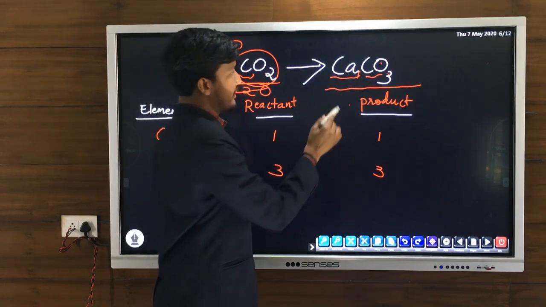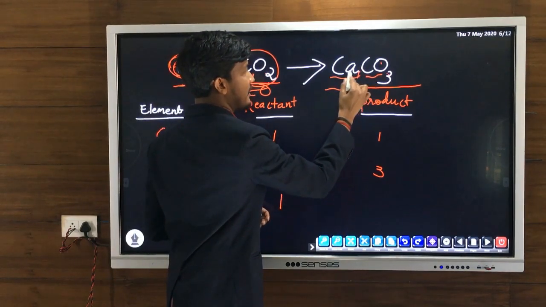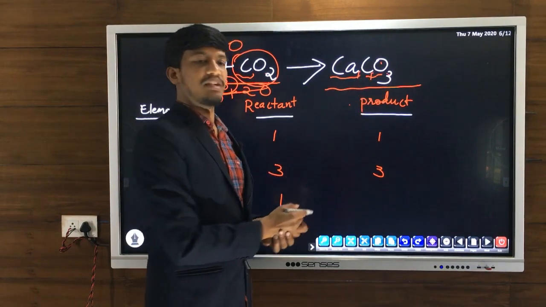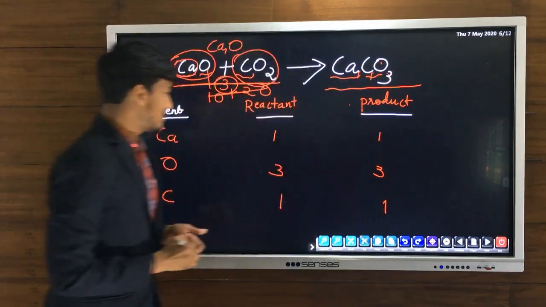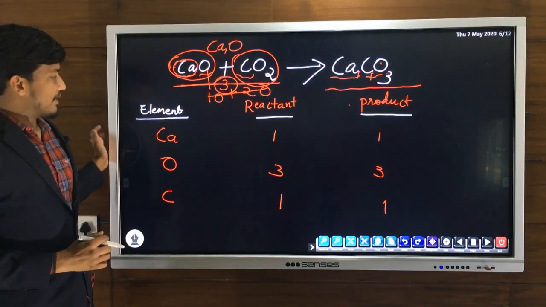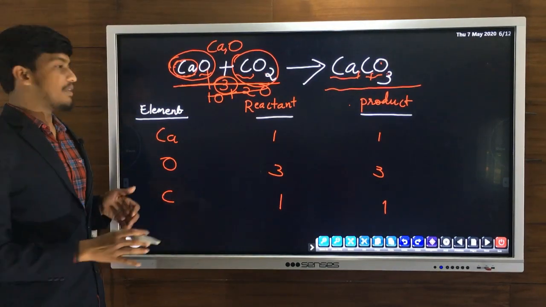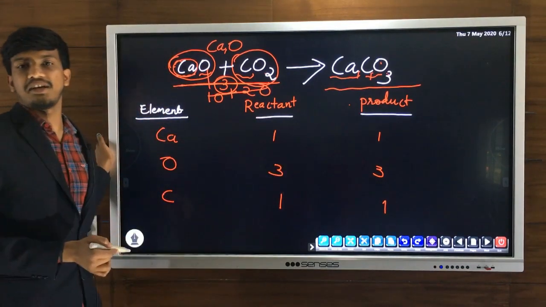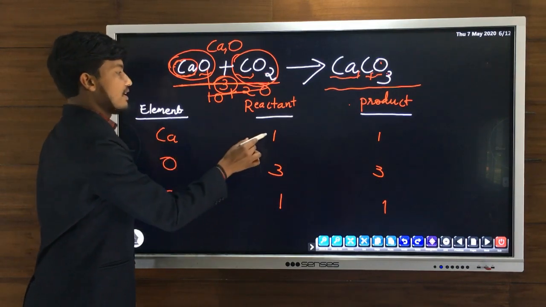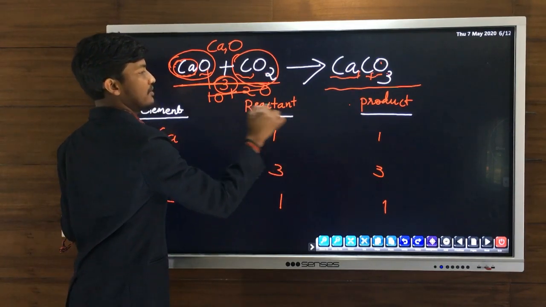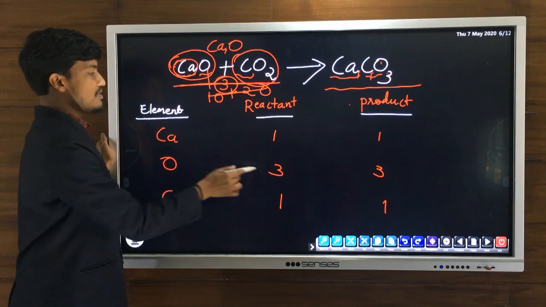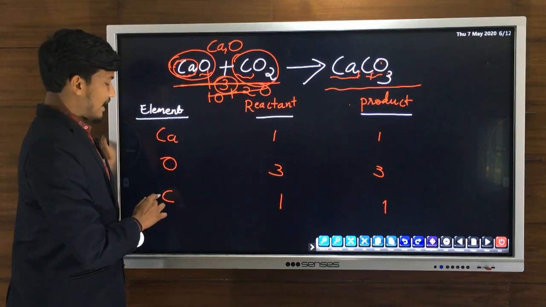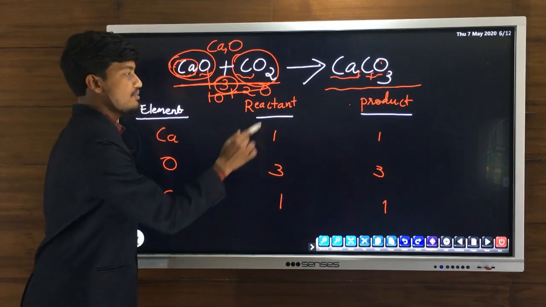Now in CaCO3. In CaCO3 where is carbon? This is the carbon. That is CaCO3, that is C1O3. Here also number of carbon atoms we will get 1. So we can see that there is equal number of atoms of each element on both reactant and product side. So that is calcium, number of calcium atoms 1 on both reactant and product side, number of oxygen atoms 3 on reactant and product side, and the last one carbon atoms 1 on both the sides.